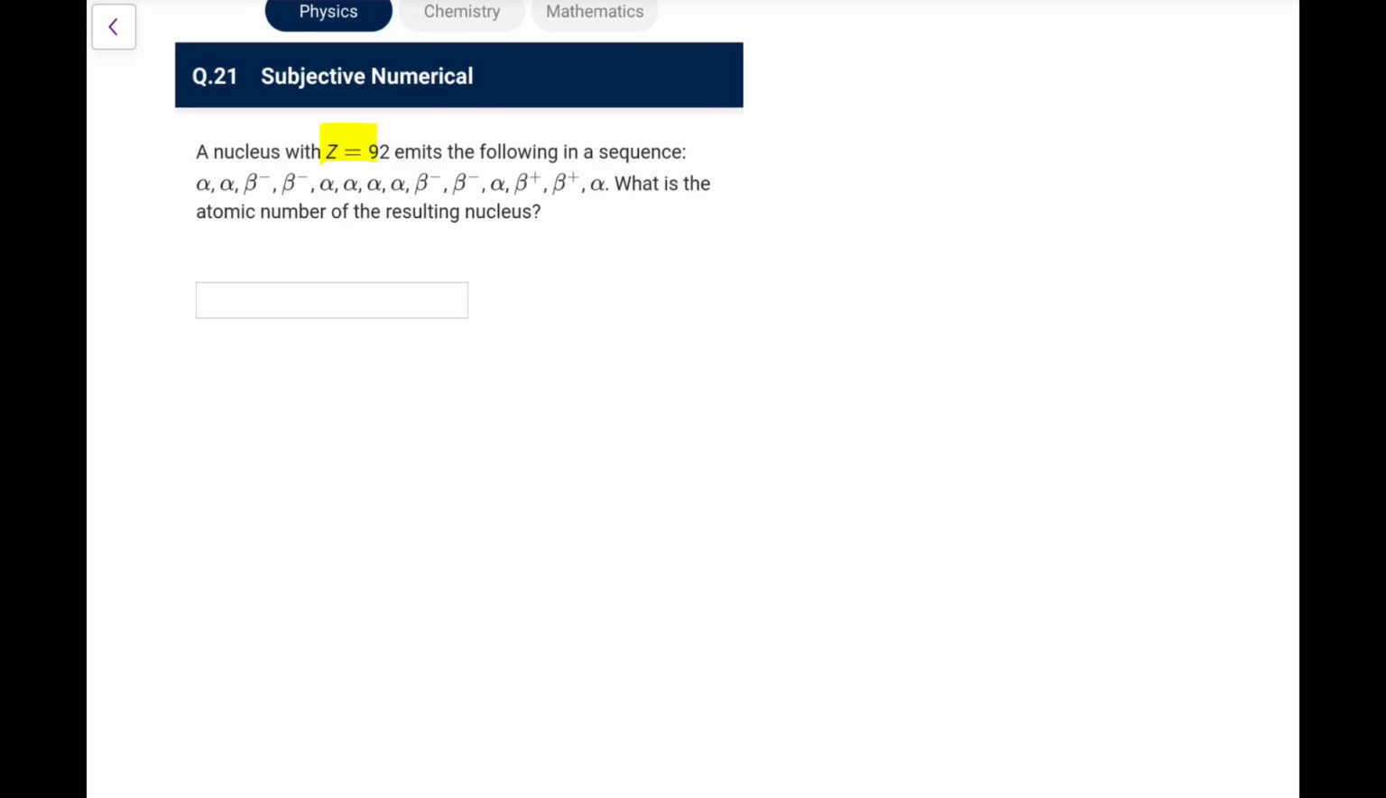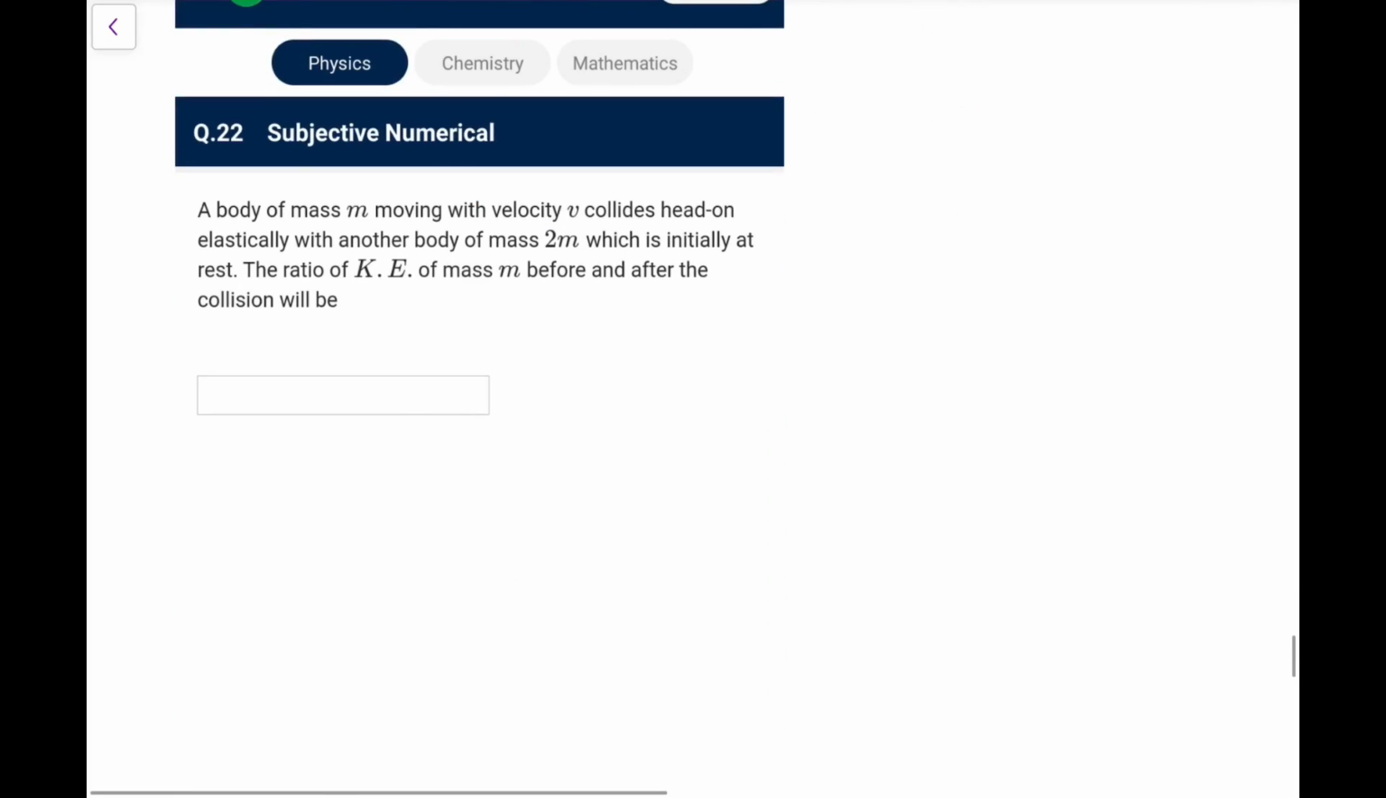Okay, so 1 2 3 4 5 6 7, 8 alpha. 8 alpha means it decreases by 16. 1 2 3 4, 4 beta means it increases by 4. Beta plus decreases, so decreases by 2. So decrease of 18, increase of 4, so total decrease will be 14. 14 means 92 minus 14, that comes out to be 78. So it's a good one, beta plus. First time I'm seeing such questions. Generally you had beta minus only.